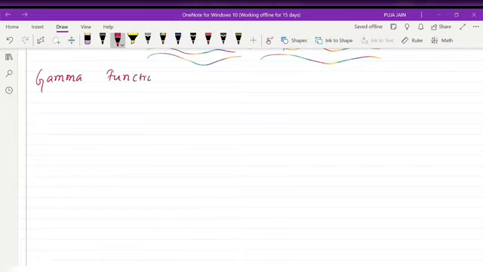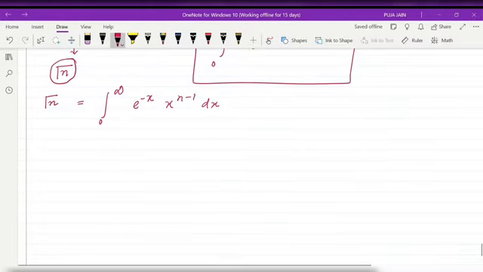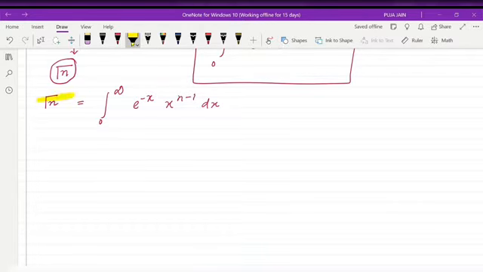The gamma function is denoted by the integral from 0 to infinity of e to the power minus x, x to the power n minus 1 dx. This function is called the gamma function, gamma of n, and it is denoted in this way. So gamma of n is written as the integral from 0 to infinity of e to the power minus x, x to the power n minus 1 dx. Okay, so this is our gamma function.